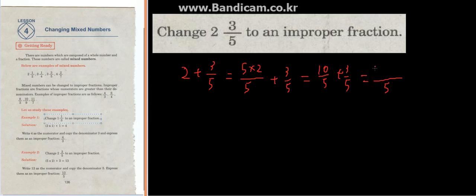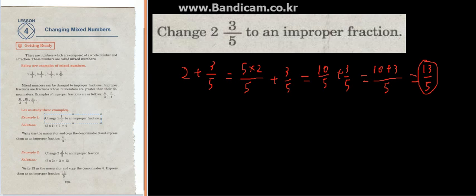Change 2 and 3 over 5 to an improper fraction. Same here, we can first do it in the sophisticated way, which is 2 plus 3 over 5, or 5 multiplied by 2 over 5 plus 3 over 5, and this is 10 over 5 plus 3 over 5, or 10 plus 3, and becomes 13 over 5. And this is a long way.